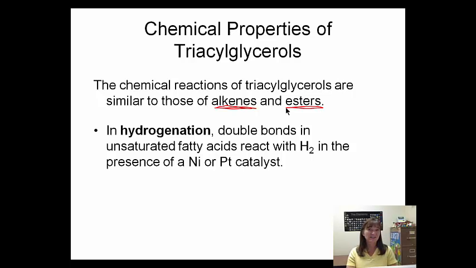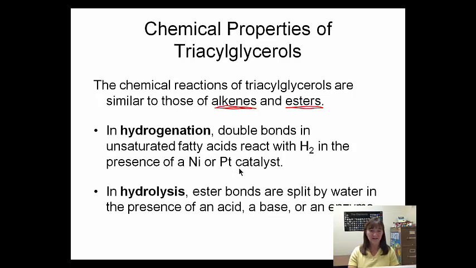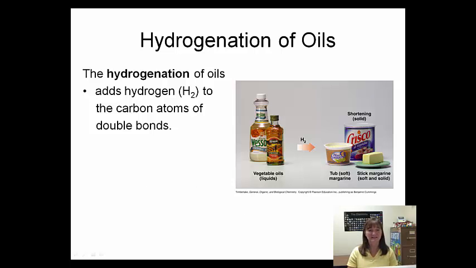In hydrogenation, the double bonds in your unsaturated fatty acids are going to react with hydrogen in the presence of nickel or platinum. In hydrolysis, the ester bonds are going to be split by water in the presence of an acid, a base, or an enzyme. So we've talked about acid hydrolysis or base hydrolysis. Most of the reactions happening in our body are going to be catalyzed by what? The enzyme catalysts.